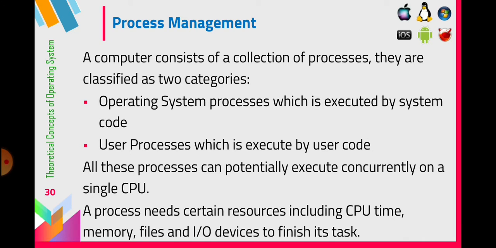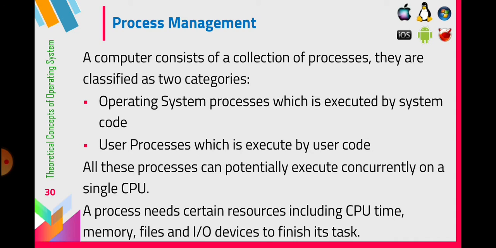Okay, so we say these commands are known as the user process. This type of job is known as the user process. So processes can be classified into operating system processes and user processes. Operating system processes are done by the system code. User processes are executed by the user code. All these processes can potentially execute concurrently on a single CPU. All these processes are run by the central processing unit, the CPU.